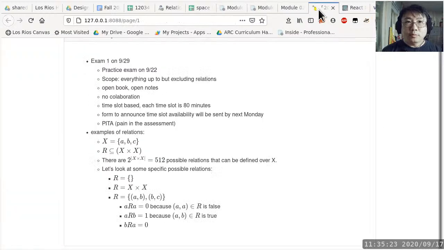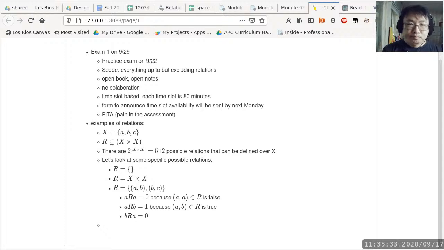Let's go back to the whiteboard and look at that. So let's put it here. We're going to say less than is a relation because it is a subset of integers times integers. Not I, integers use the letter Z.